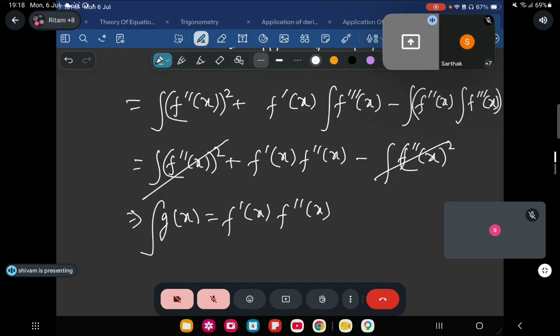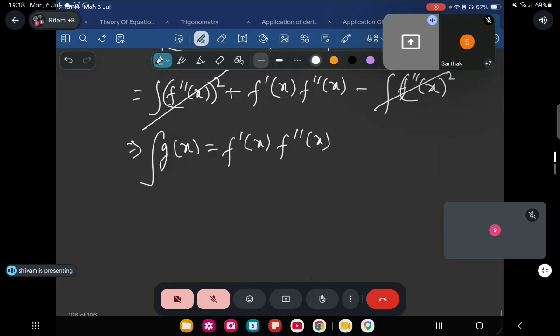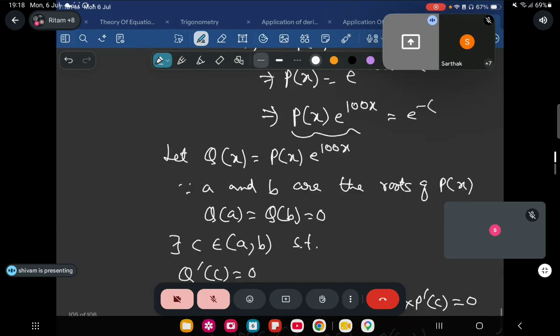This is integral of g of x. Or, no, this is g of x only. Okay, g of x is equal to this. Now we need to find out the number of roots of f dash x and f double dash x.